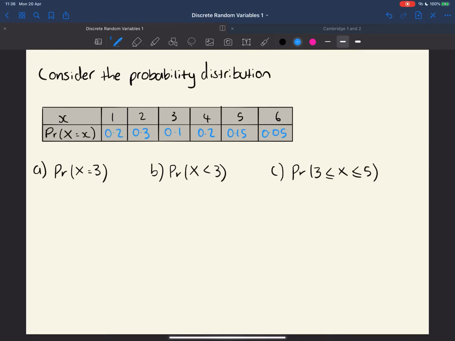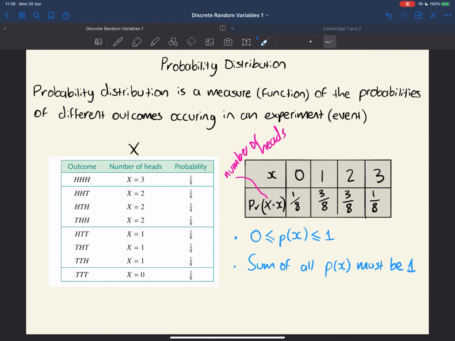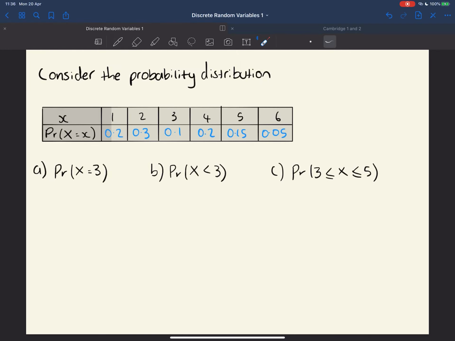All right, next video here. Let's take an example now of a probability distribution. And here we have one here. This is our probability distribution. Again, if we look at our definition, it's a measure of the probabilities of different outcomes. These are the different outcomes here.